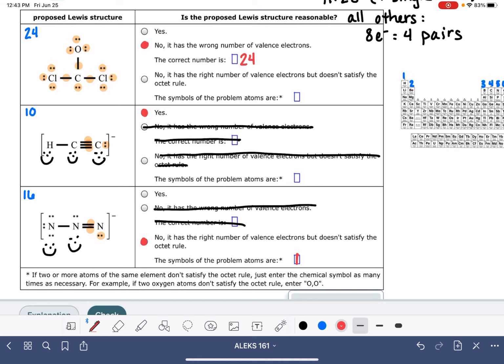And so we'll just enter a nitrogen. This is kind of tricky because it doesn't really give us any kind of guidelines for how to indicate that it's this particular nitrogen. It looks like ALEKS is kind of going a little bit easy on us in terms of how we're going to communicate this information. Just enter N.